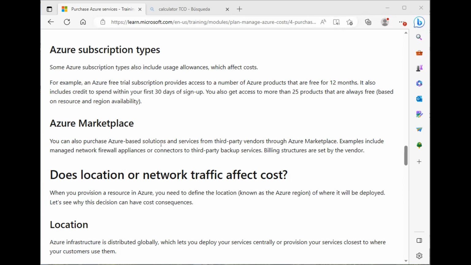In Azure Marketplace, you can also purchase Azure-based solutions and services from third-party vendors. Examples include managed network firewall appliances or connectors, and third-party backup services, each with its own billing structure.